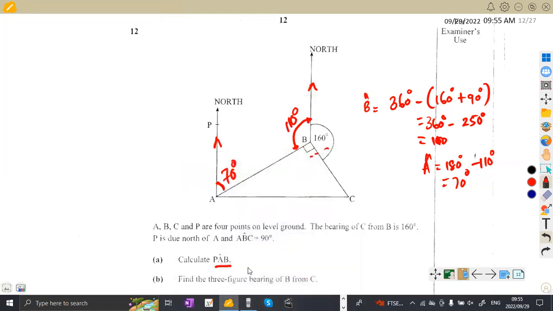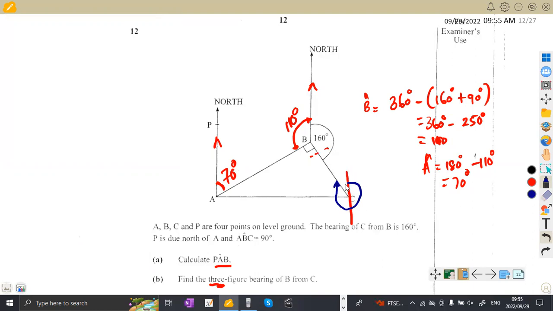Find the three-figure bearing of B from C. So this is now B from C, which means you're starting from point C. Remember, guys, I told you that at that point you have to indicate your north pole. Then from the north, a three-figure bearing is taken in a clockwise direction until we get the line which goes to B. So this is the whole angle that you need.